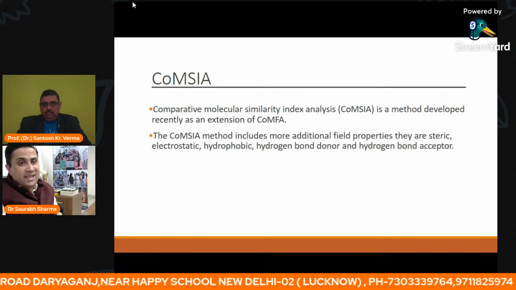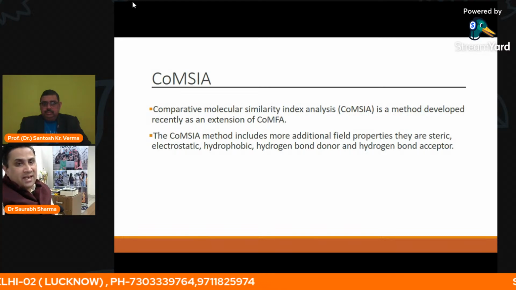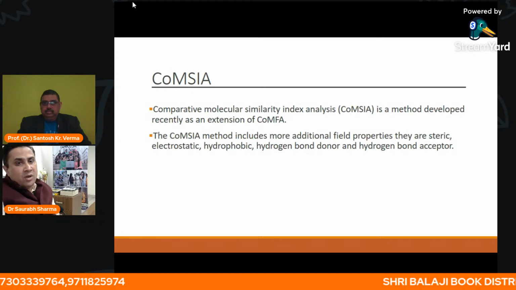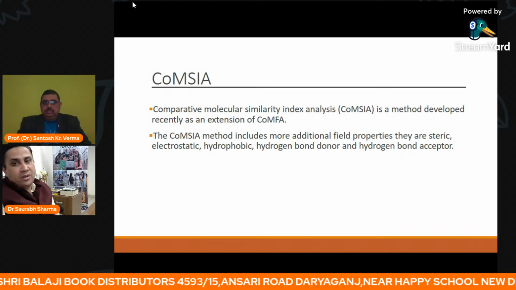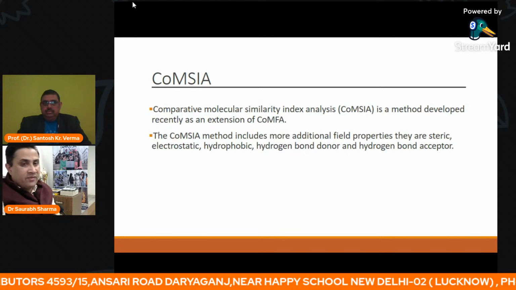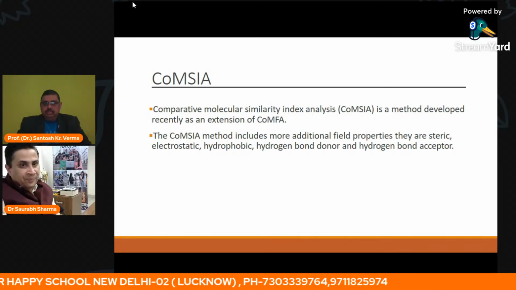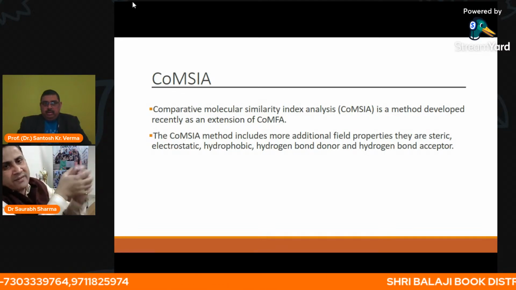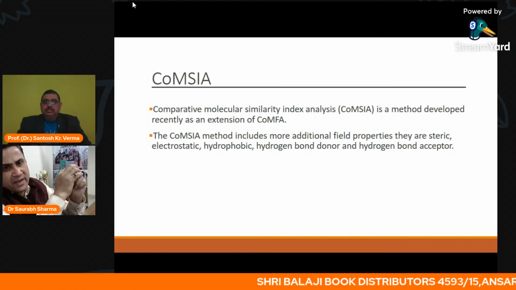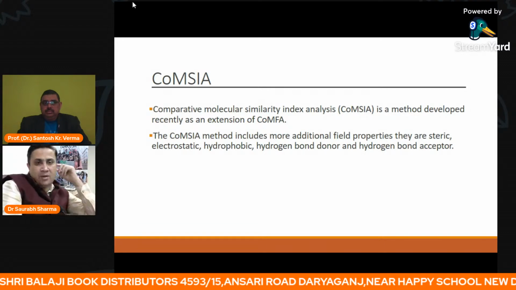Another is CoMSIA, comparative molecular similarity indices analysis. It is a method developed recently as an extension of CoMFA. The CoMSIA method includes additional field properties: steric, electrostatic, hydrophobic, hydrogen bond donor, and hydrogen bond acceptor. So it is more advanced, involving other fields in addition to the steric and electrostatic fields. Obviously, if a ligand is to bind with the target, the surrounding fields are very important, and there may be hindrance due to those fields, which these strategies consider.